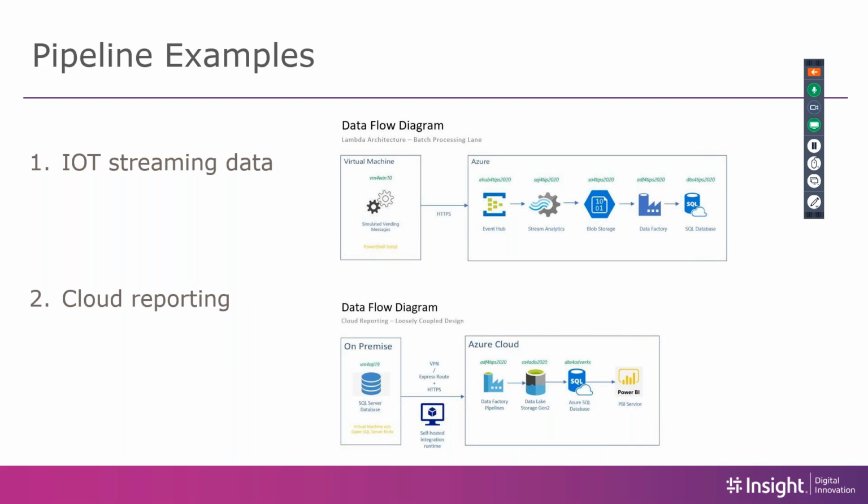The second one I want to show, which we've done with a lot of clients, is a cloud reporting or a modern data warehouse, okay? So you might have an on-premise SQL Server, okay? And from that on-premise SQL Server, you want to reach back using a self-hosted integration runtime. Now, with the self-hosted integration runtime, you have to be part of the same VNet, so there has to be some type of connectivity setup. The cheapest way to do it is a VPN.